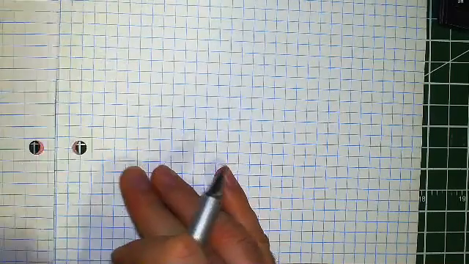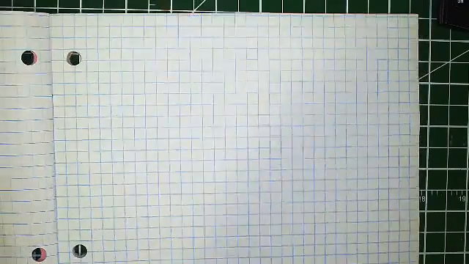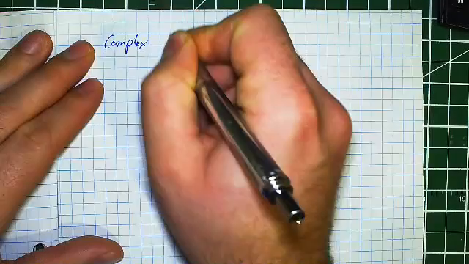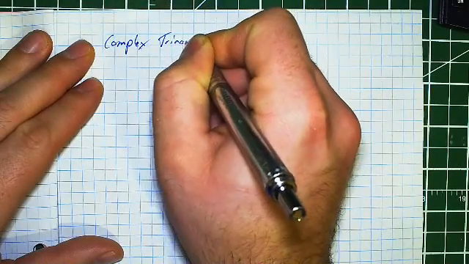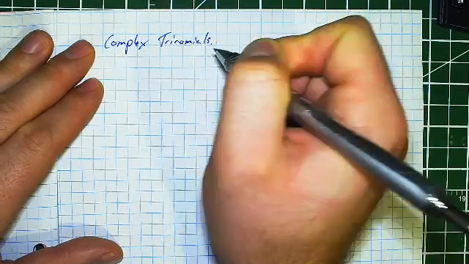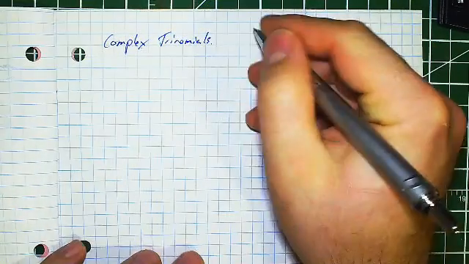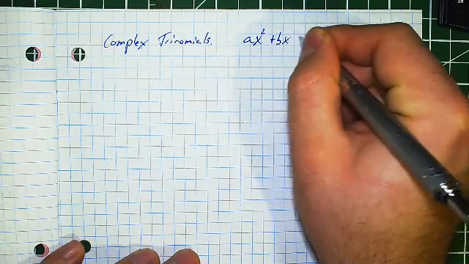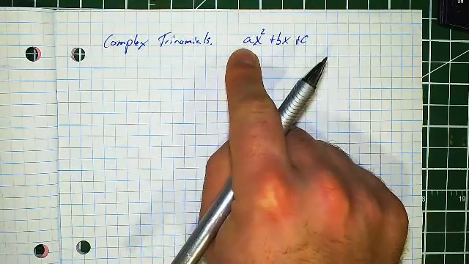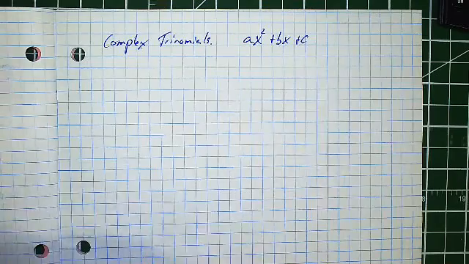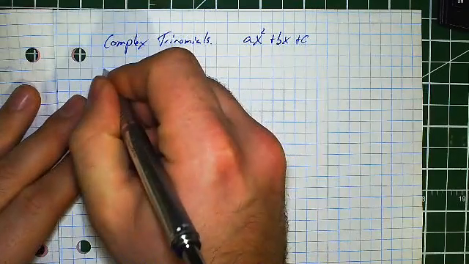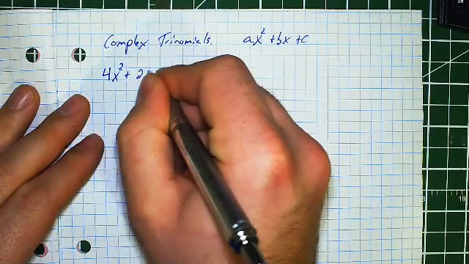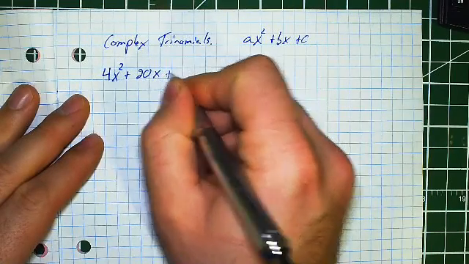In 3.1, we're actually starting with complex trinomials. They're complex because you have that coefficient in front of your x squared. So it actually is the form ax squared plus bx plus c. And that a out front, or that number out front, makes life significantly harder. So say we have the term 4x squared plus 20x plus 9.